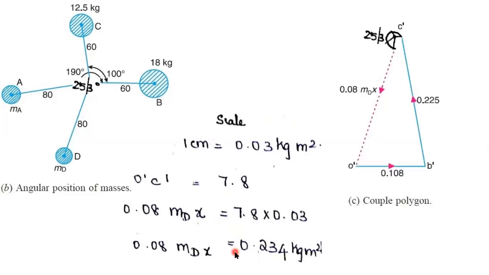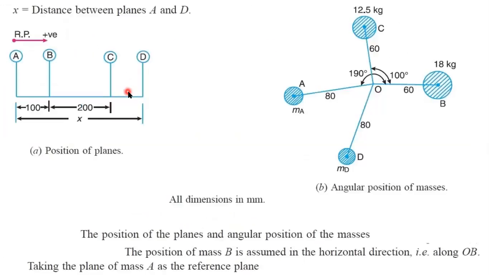Now going back to the couple polygon. Here we know the mass of D as 8.75 kg. So now substitute MD as 8.75 and try to determine the X value. Take everything to the left hand side. So 0.234 divided by 0.08 divided by 8.75, you will be getting 0.334. So approximately 0.33. So X value is 0.33 meter. Now we have determined the distance of the plane D from A, that is X value 0.334 meter. So we have determined everything which they asked us in the question.